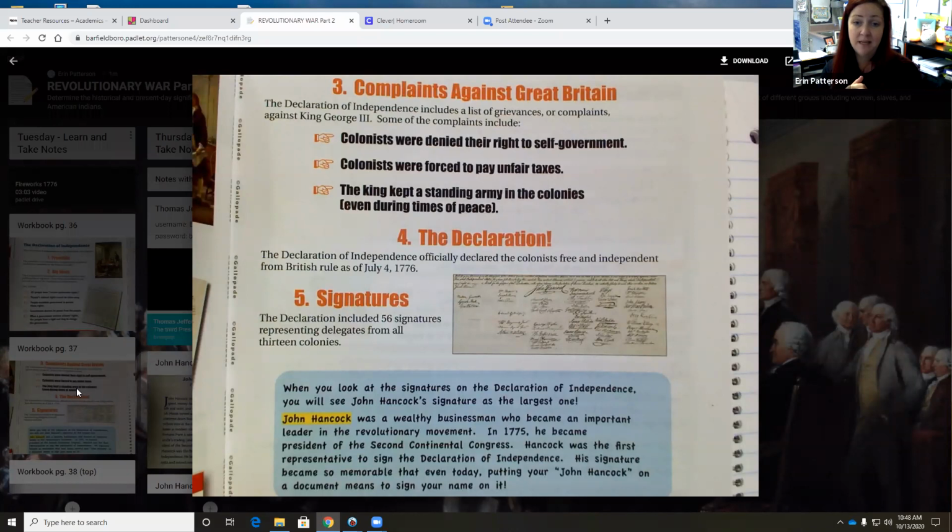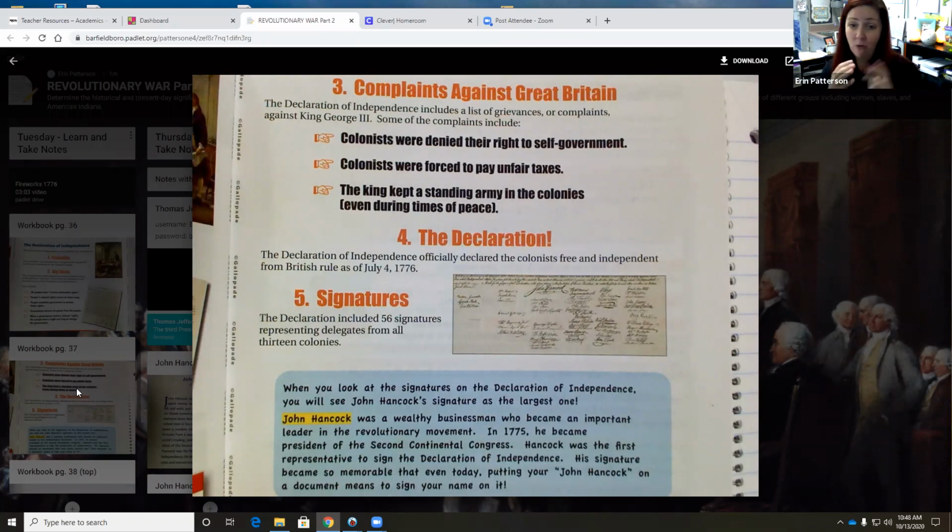And the king kept a standing army in the colonies, even during times of peace. So he had soldiers marching up and down their streets. He had battleships parked in their harbors. Remember the Quartering Act? He had soldiers living in their homes. And they're saying, this violates our rights. This goes against what we talked about in part 2.